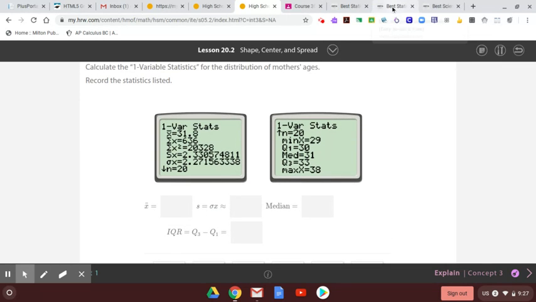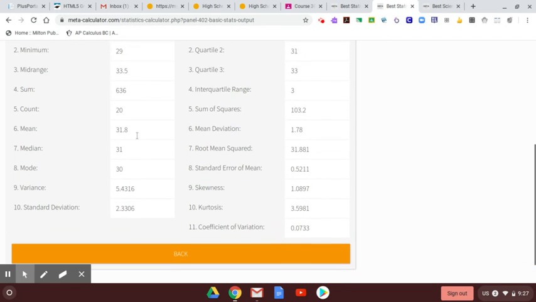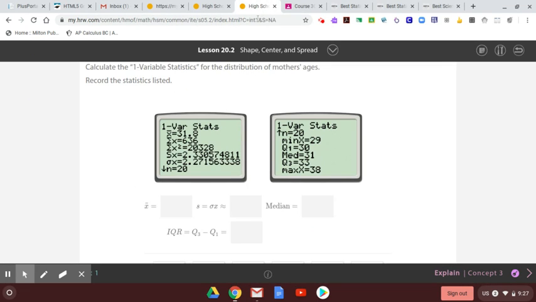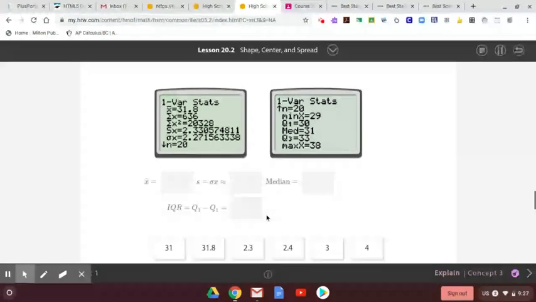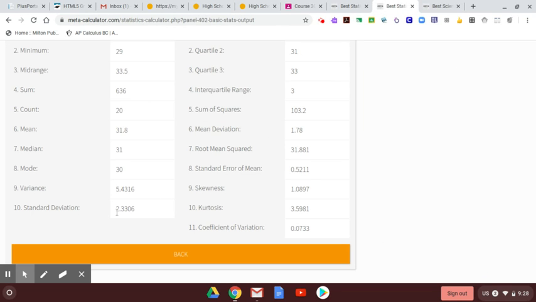But if I go to my meta calculator that we did here, so this was our mother's ages, I'm going to hit the calculate statistics. And we have our mean is 31.8. Okay, so I'm going to go back and put my 31.8 in, which is the mean. Now, again, the sample standard deviation, so the 2.33, that's the sample. We don't want to use the sample one. We want to use the sigma here, but my calculator doesn't give me that. It only gave me the 2.33.